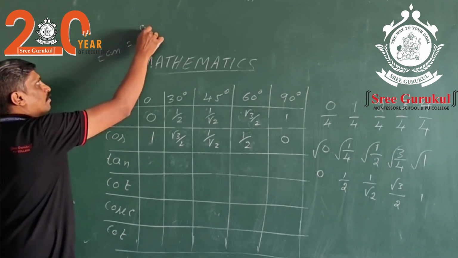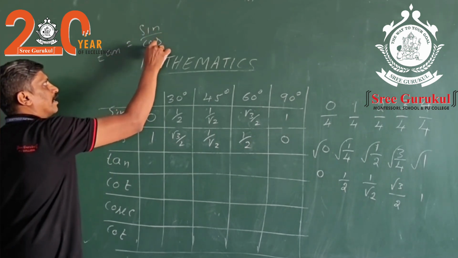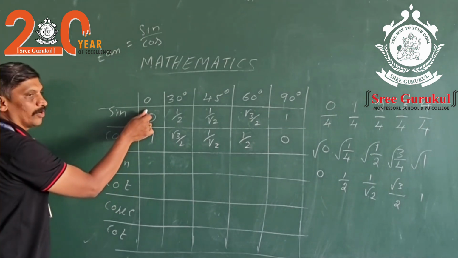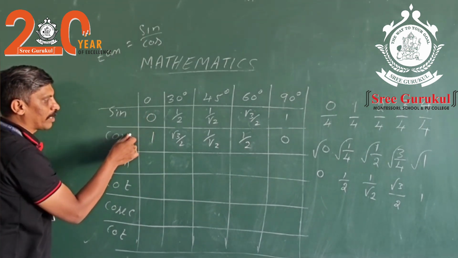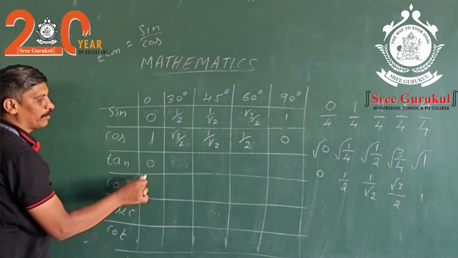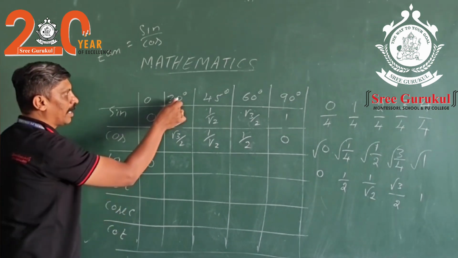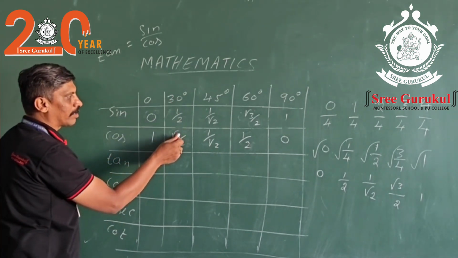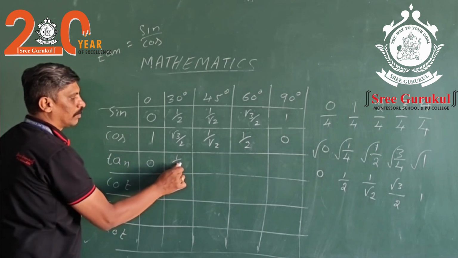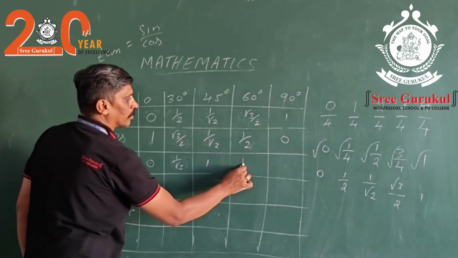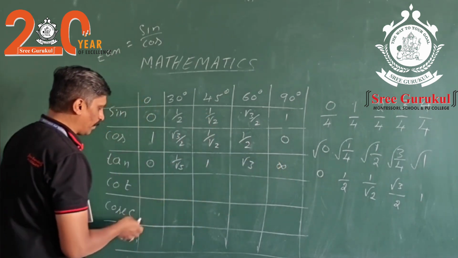Next, the tan values. What is the tan formula? Tan of an angle is equal to sin of the angle by cos of the angle. So tan 0 degrees is sin 0 by cos 0, that means 0 by 1, which is 0. Similarly, tan 30 degrees is sin 30 by cos 30. The 2s cancel, giving 1 by root 3. Then 1, then root 3, then infinity.